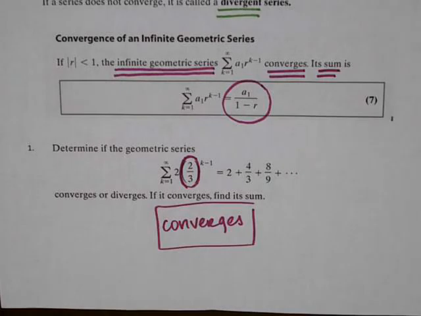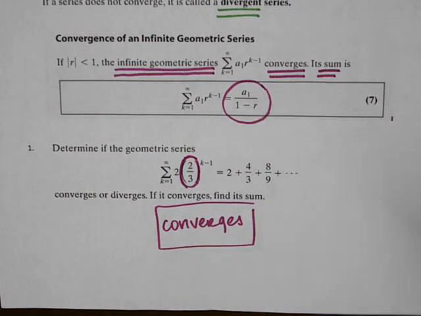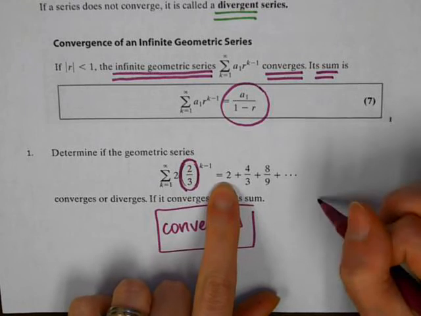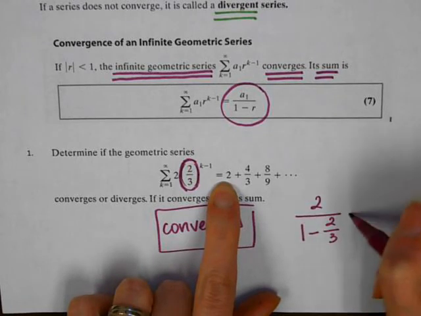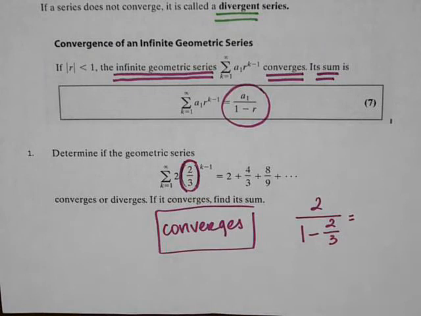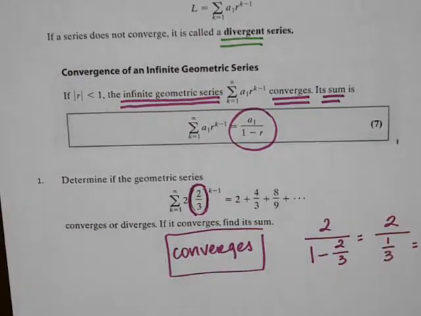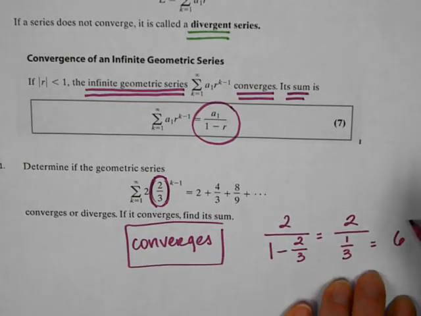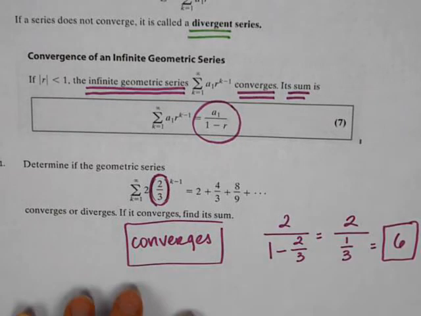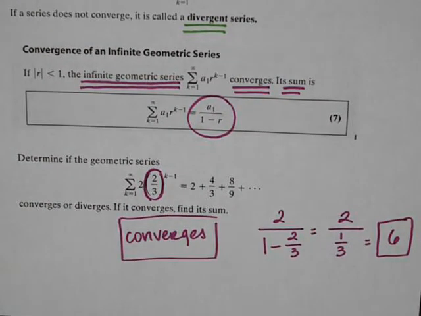Now, what is the sum? We're going to use our new formula here: a sub 1 over 1 minus r. So a sub 1 is obviously 2, and 1 minus r is 1/3, because 1 minus 2/3 is 1/3. So this would be 2 over 1/3. Multiply by the reciprocal, you would get 6. So this infinite series will approach 6, its sum.